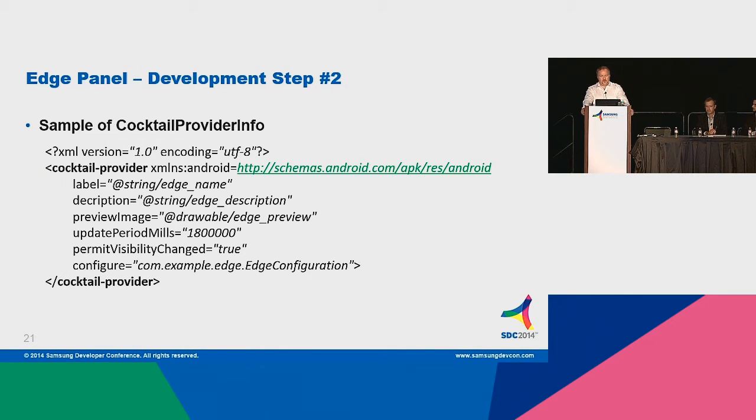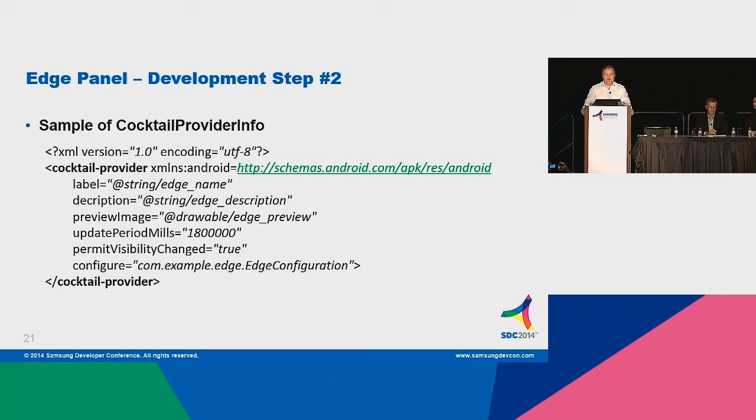Here we have an example of a cocktail provider info definition. The name of the edge panel is defined in the string resource file with the edge name resource ID. The description of the edge panel is also defined in the string resource file with the edge description resource ID. The edge panel preview image with the resource ID edge preview is located in the drawable resources folder, and the update period for the edge has been set to 30 minutes.